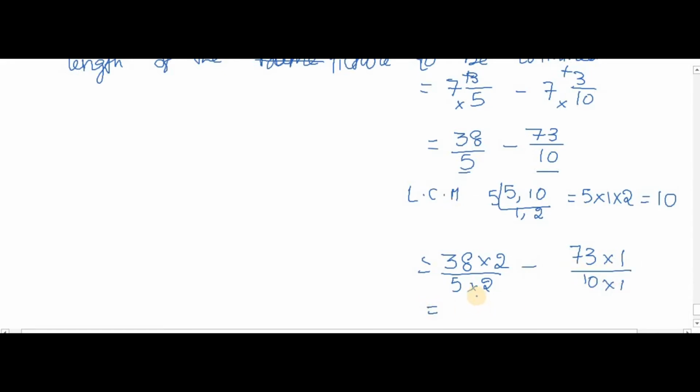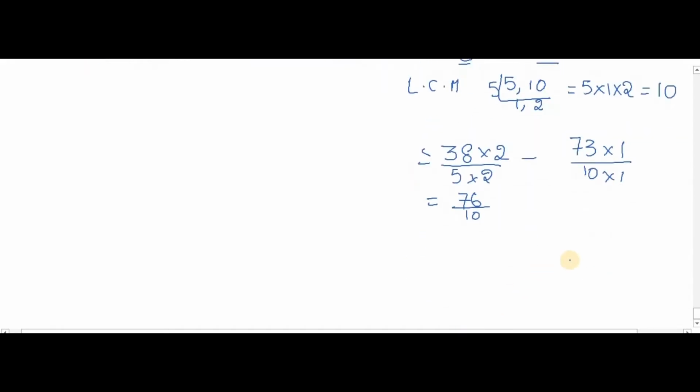So 38 2s are 76 by 10 minus 73 by 10. So this will become 3 by 10 centimeters you should cut from the original picture. Then the picture is going to fit in the frame. Okay, so how much the picture should be trimmed is 3 by 10 centimeters.